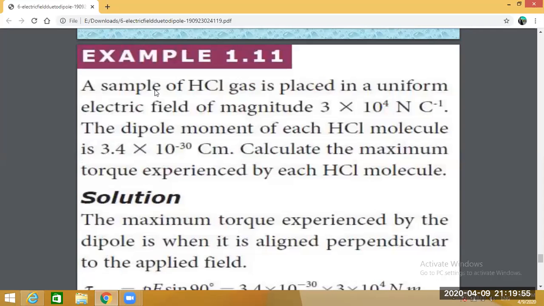Now let us understand an example. A sample of hydrochloric gas is placed in a uniform electric field of 3 into 10 to the power 4 Newton per coulomb. The dipole moment of each hydrochloric molecule is this much. This is P, capital P, the factor. Calculate the maximum torque. To find the torque, what formula will we apply? P cross E. P cross E. So where will the maximum be? Where the angle is 90 degrees. So if we take the angle as 90 degrees, the maximum will come out. This is your solution.